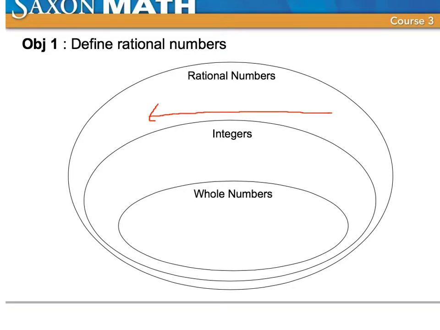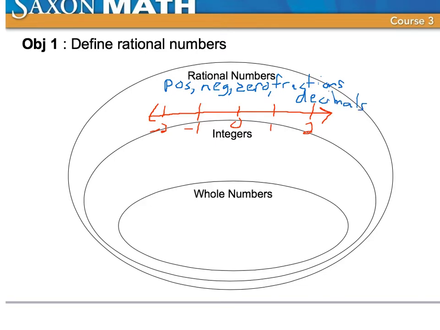Okay, so if I draw a number line here, say I put 0 and 1 and 2, and we could go 3, 4, 5 and all of those. I could also have the negatives. Okay, so rational numbers are positives, they're negatives, they are 0. Okay, but then we can also include fractions and decimals. Okay, so fractions and decimals go in the rational numbers.